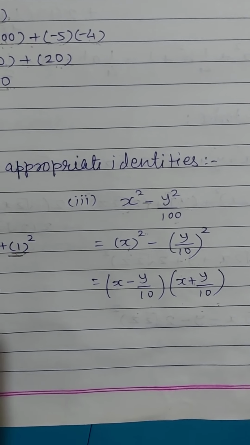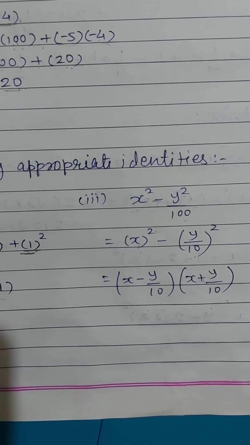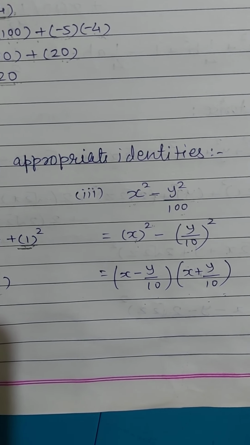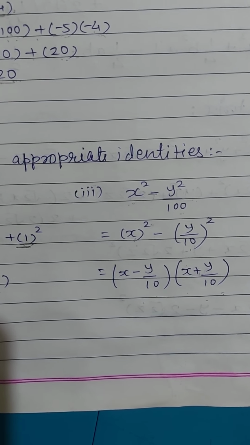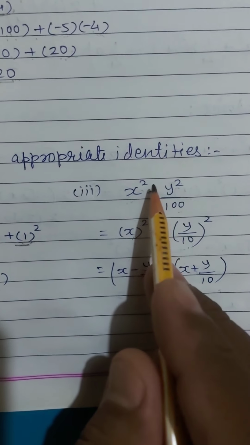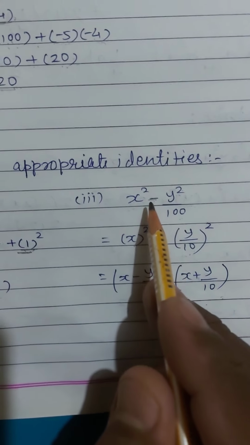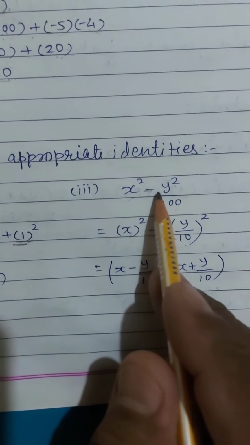Okay. Third question, x square minus y square by 100. Now you can check there are only two terms and both the terms are perfect square terms. So which identity is utilized? Minus sign is also here. So which identity we are going to utilize here? That is a square minus b square.